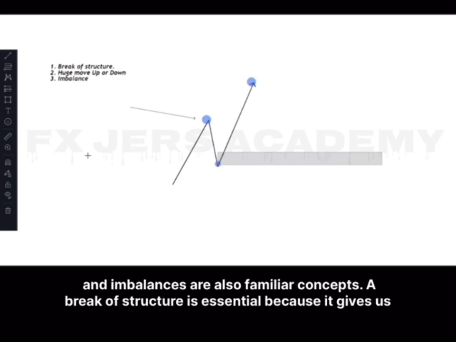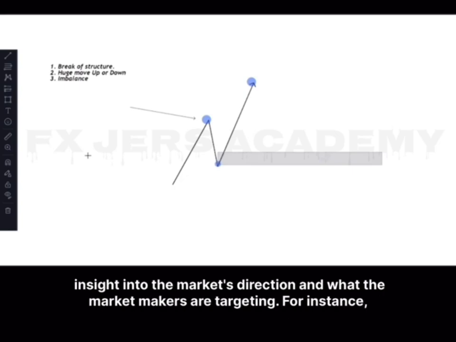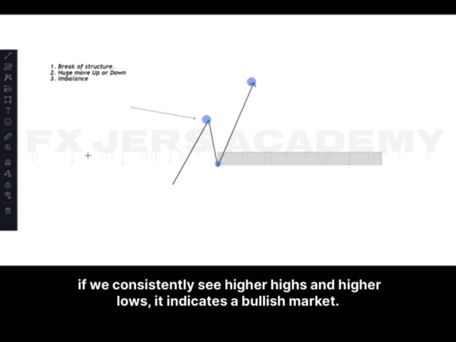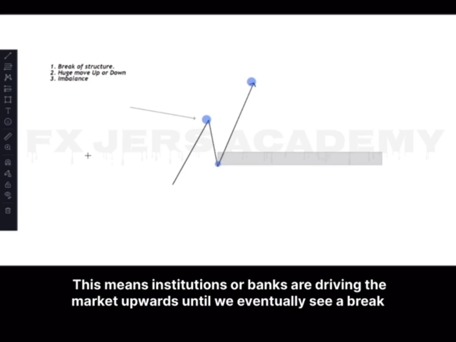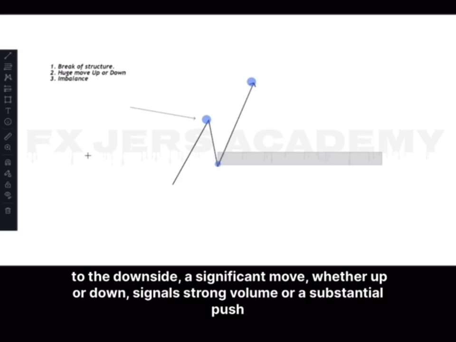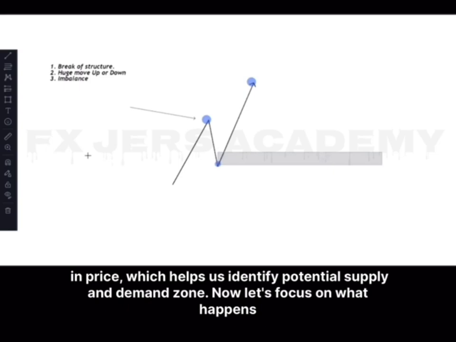A break of structure is essential because it gives us insight into the market's direction and what the market makers are targeting. For instance, if we consistently see higher highs and higher lows, it indicates a bullish market. This means institutions or banks are driving the market upwards until we eventually see a break to the downside. A significant move, whether up or down, signals strong volume or a substantial push in price, which helps us identify potential supply and demand zones.